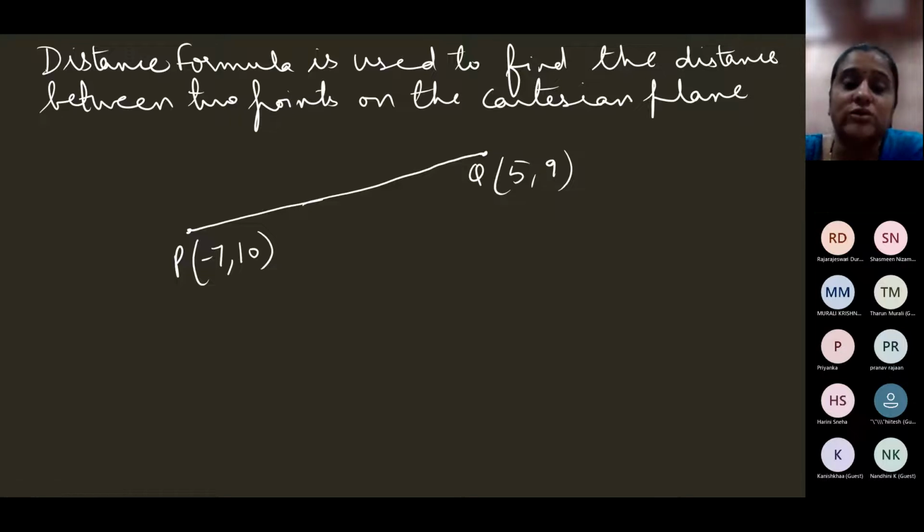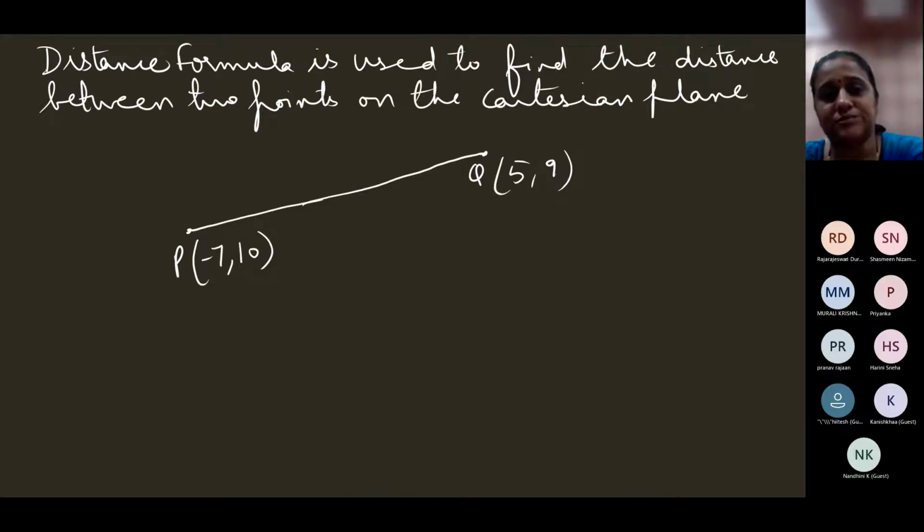So here, to find the length of the line segment PQ using the distance formula, you need to know the address of the endpoints P and Q. If you have to find the length of the line segment AB using the distance formula, you need to know the address of A and the address of B. That is, address of A meaning the X coordinate and the Y coordinate of A, X comma Y, and the address of B, the X coordinate and the Y coordinate of B. Then you can find the length of the line segment, whether PQ or AB, using the distance formula.